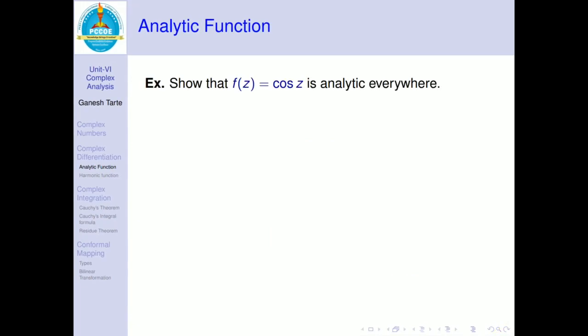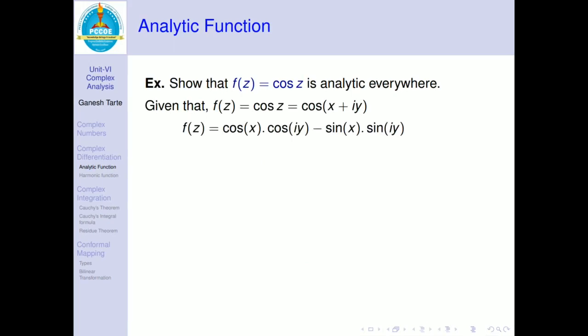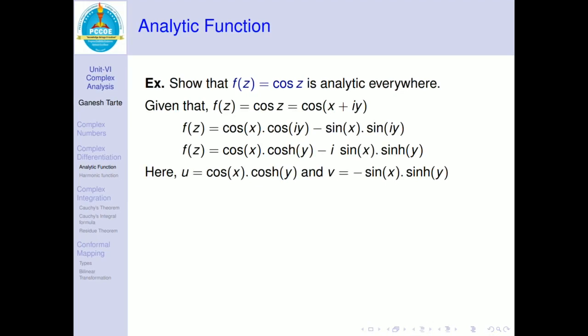Similarly, we can check for cos z. So again, replace z by x plus iy first, then applying cos (a plus b) formula, it is cos a cos b minus sin a sin b, then cos of iy is cos hyperbolic y, and sin of iy is i times sin hyperbolic y. So we can easily identify u and v. Real part is u, imaginary part is v with negative sign. So find out their first order partial derivatives.